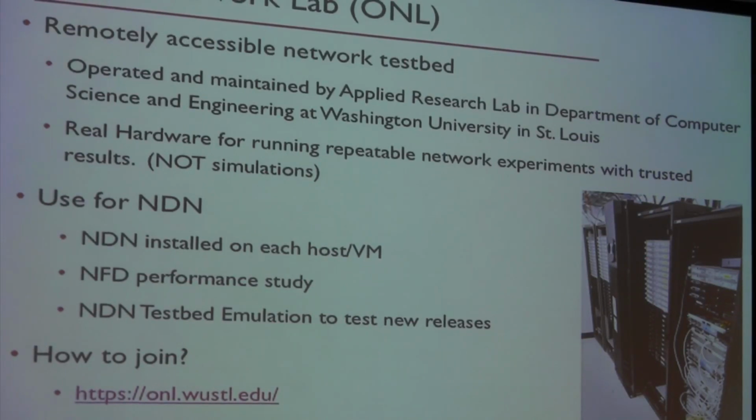This is just a picture of some of the racks in our machine room that comprise some of the machines in ONL. So what we use this for NDN, as well as running demonstrations like I'm going to show you in a few minutes: we have NDN installed on all the machines and all the VMs in ONL. We do NFD performance studies. We do testbed emulation. So before I release a new version of NFD or the routing protocols on the testbed, I'll typically test it out in ONL first to see how it works. So I have a topology that I can emulate the full testbed and see how things are going to work.